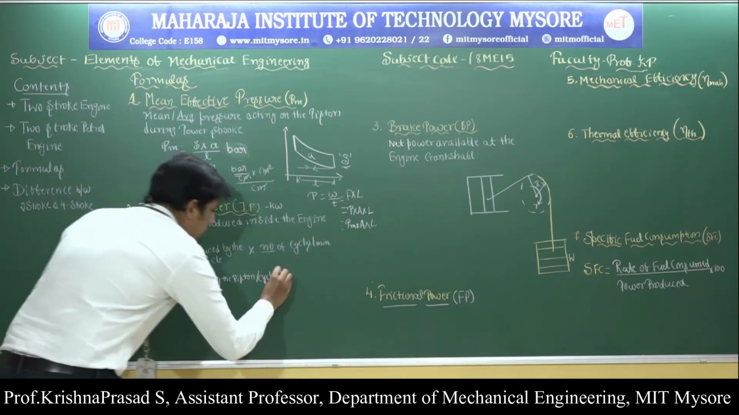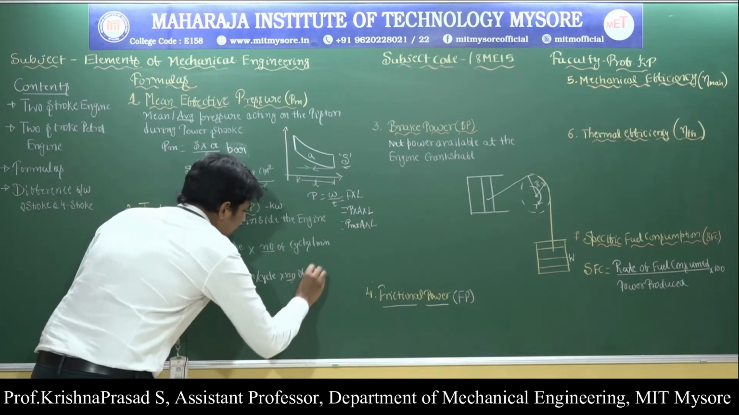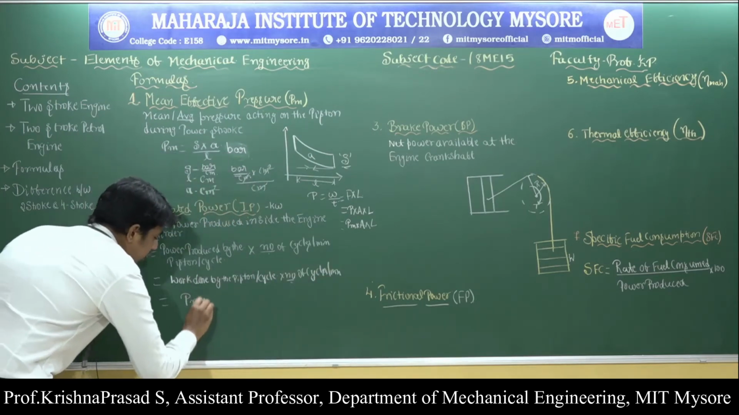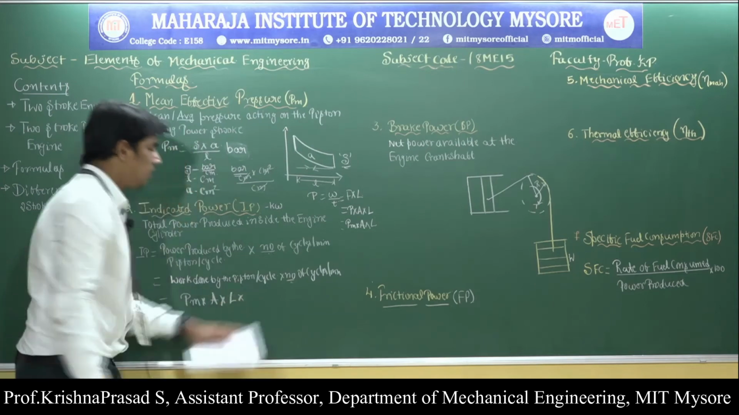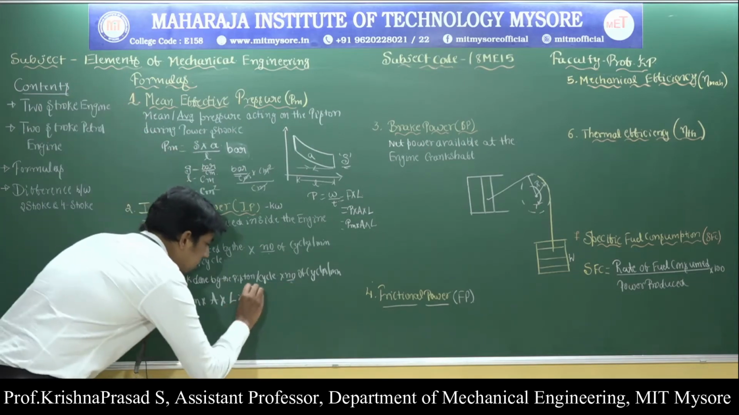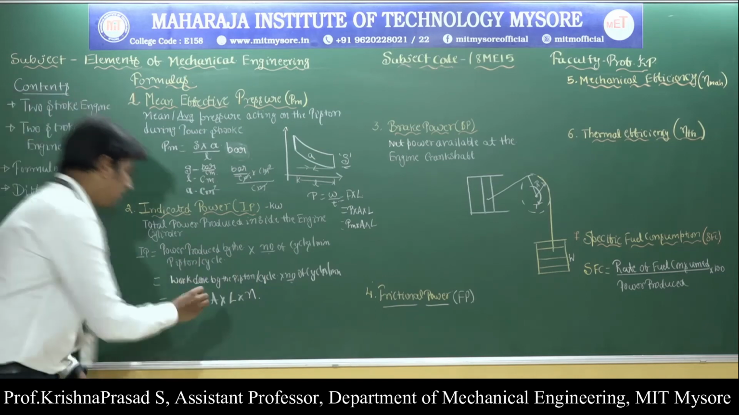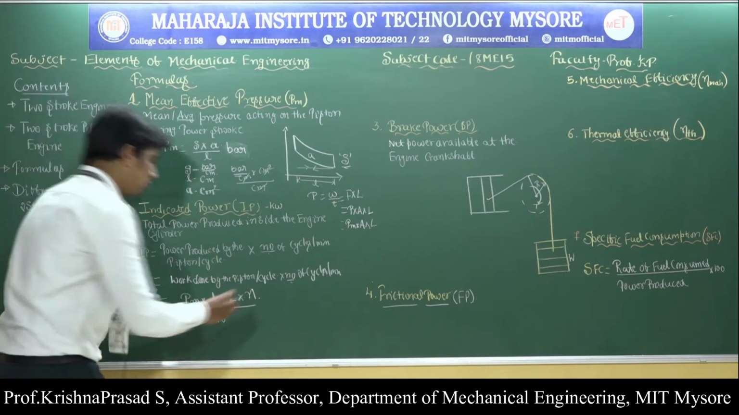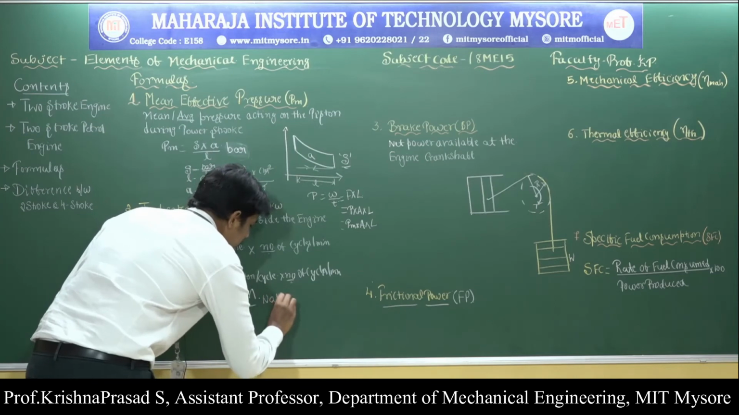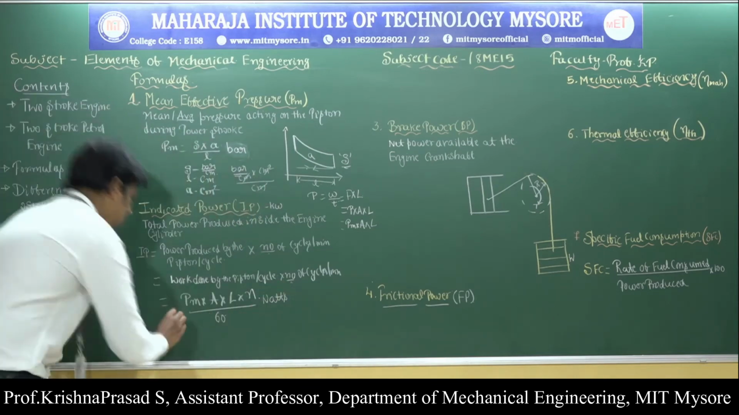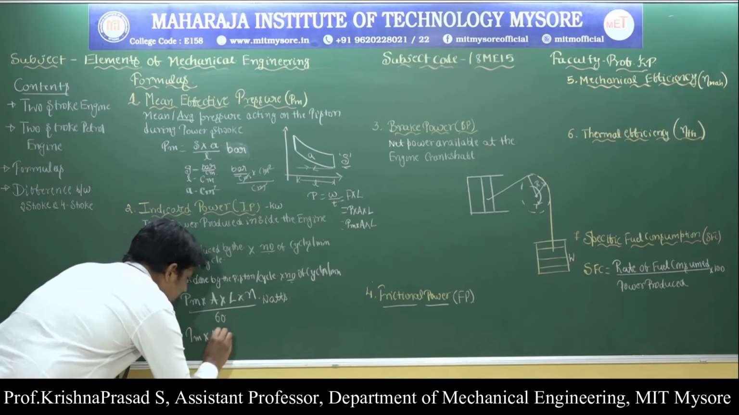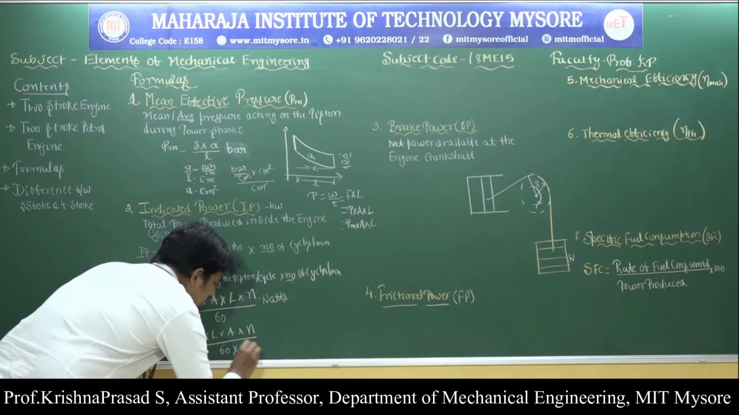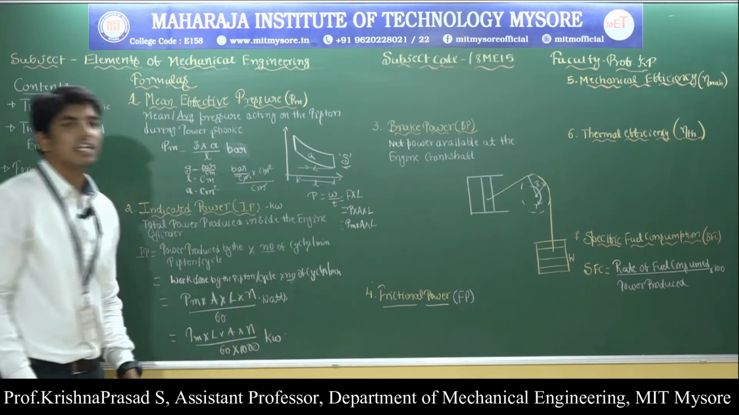Okay, so here work produced by the piston, I will directly take as PM into A into L, and number of cycles per minute I will take as small n, and per minute we are considering 60. Okay, so this is regarding the watts. If you want it in kilowatts, then it is PM L into A into small n divided by 60 into 1000. This is called kilowatts.